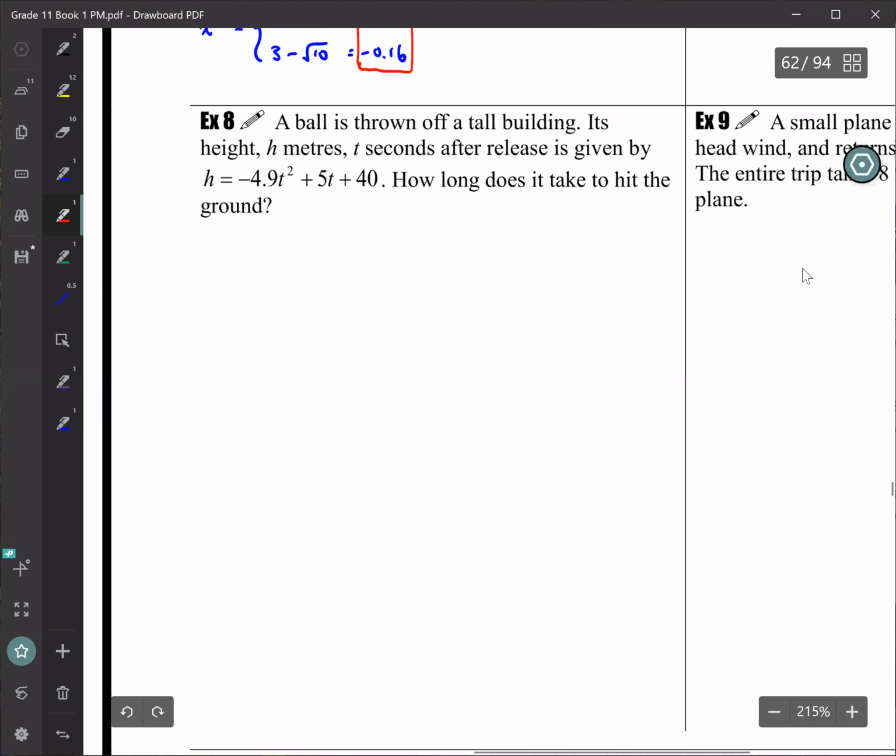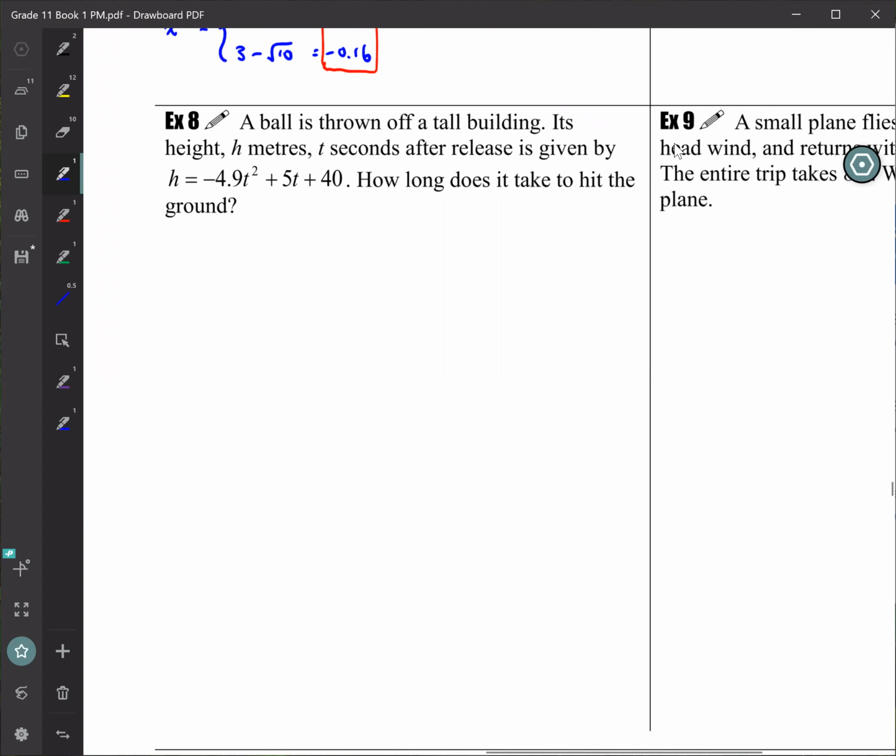So let's have Evan, you read question 8 for us. 8. A ball is thrown off a tall building. Its height, h meters, t seconds after release is given by h equals negative 4.9 t squared plus 5t plus 40. How long does it take to hit the ground?